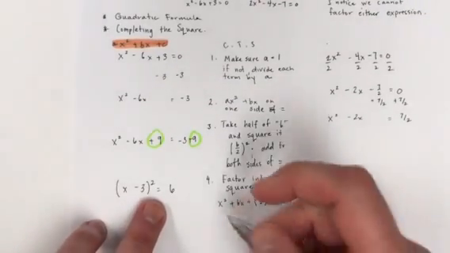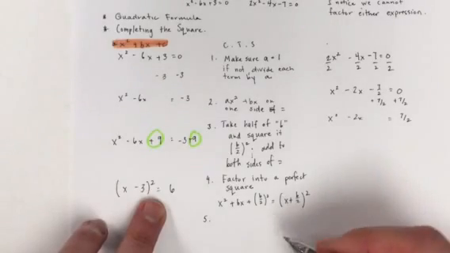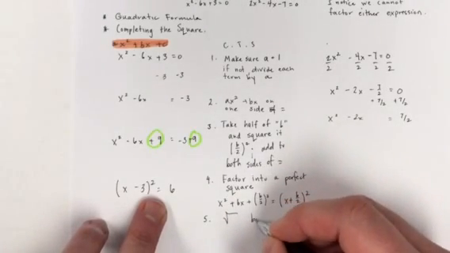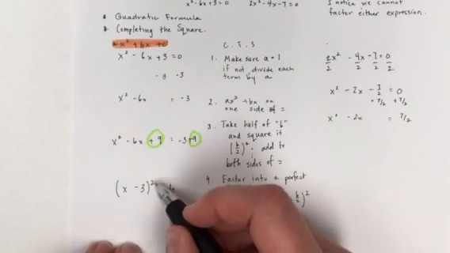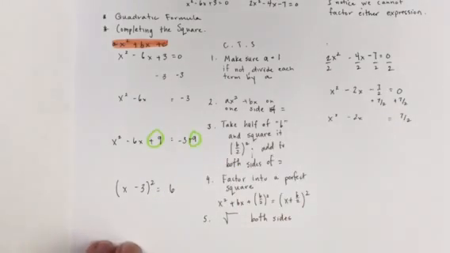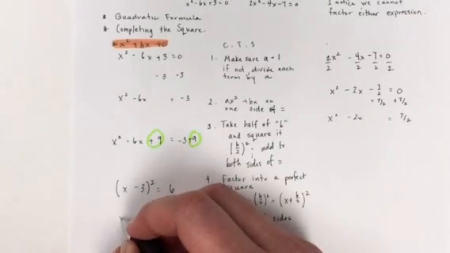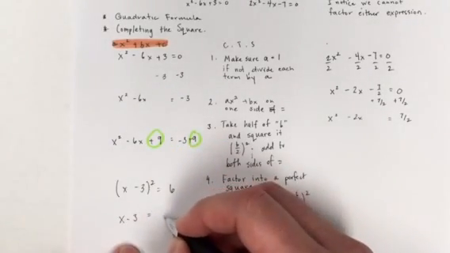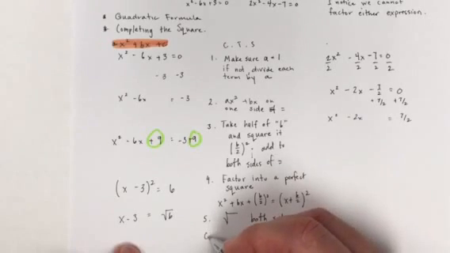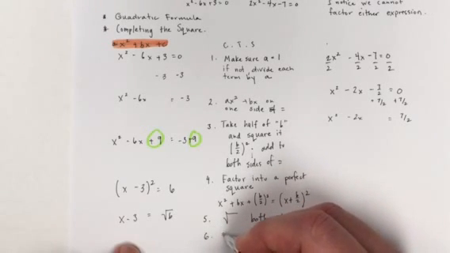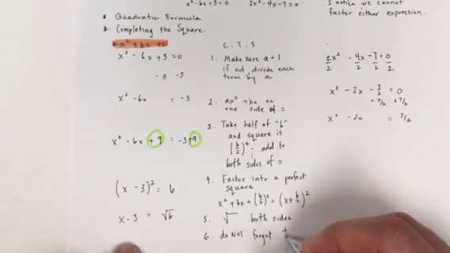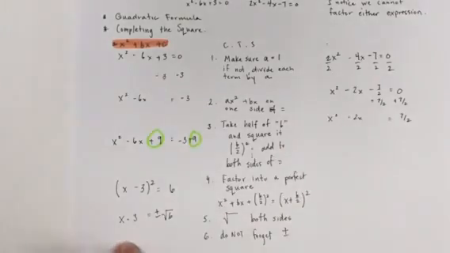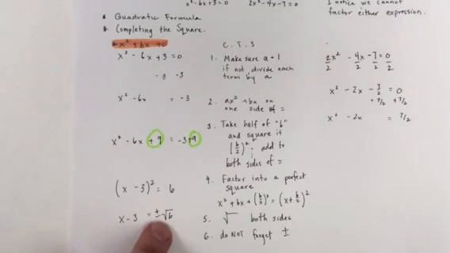Now I have this perfect square. So number 5, take the square root of both sides. When I do that, the square root and the square are inverse operations. So what I'm left with is x minus 3 equals the square root of 6. Do not forget the plus minus. So I have to go back and double check to make sure I did this mathematically correctly. And I'm going to add a plus minus if I've forgotten it.